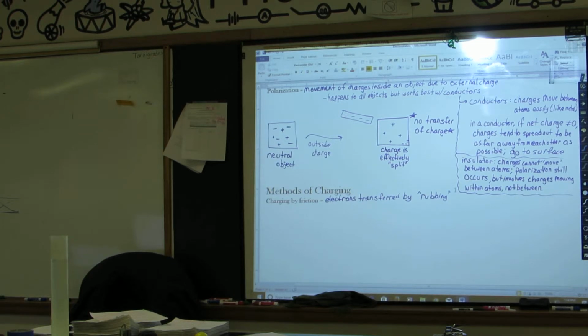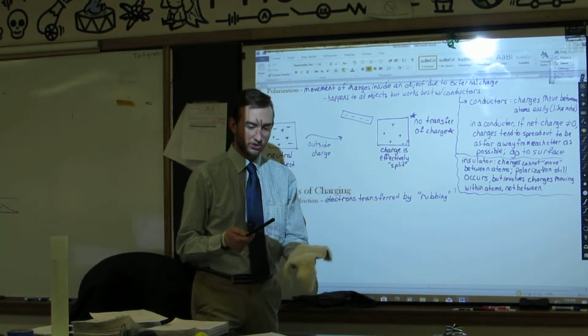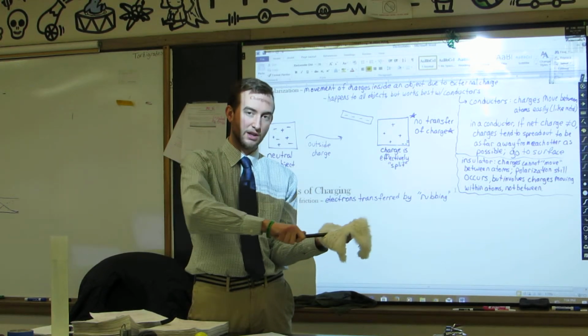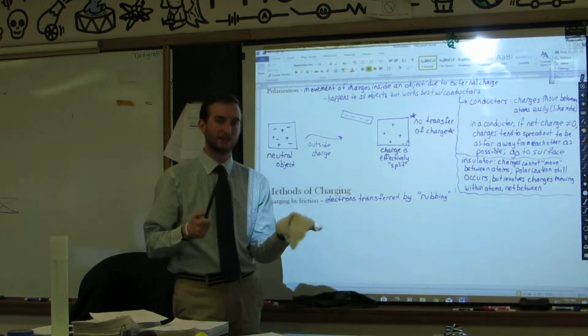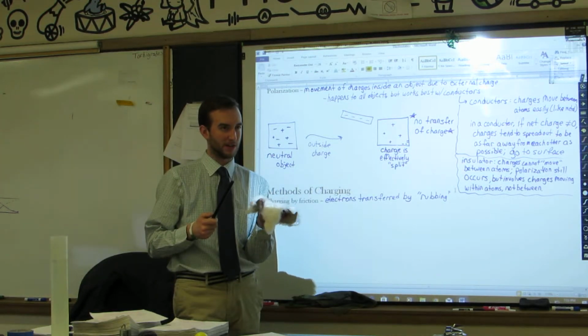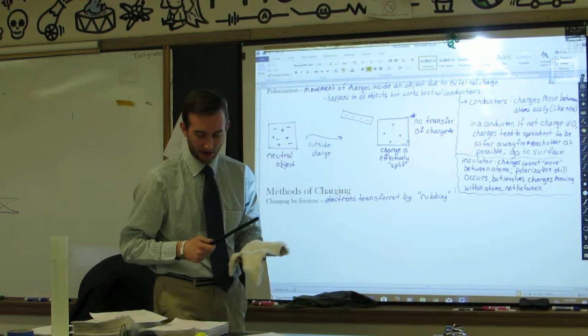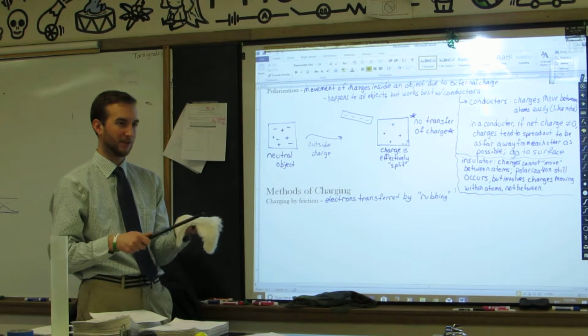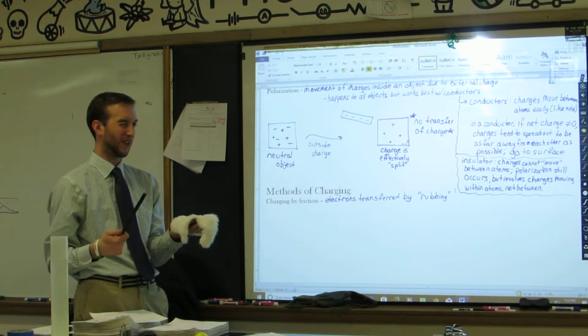I'm getting a piece of fur, and I'm getting a rod. Just a stick. Okay? Transferring by friction simply involves two objects sliding past one another. What is happening here is, I think, let's see, I always forget which one's which. I think the fur gains a lot.